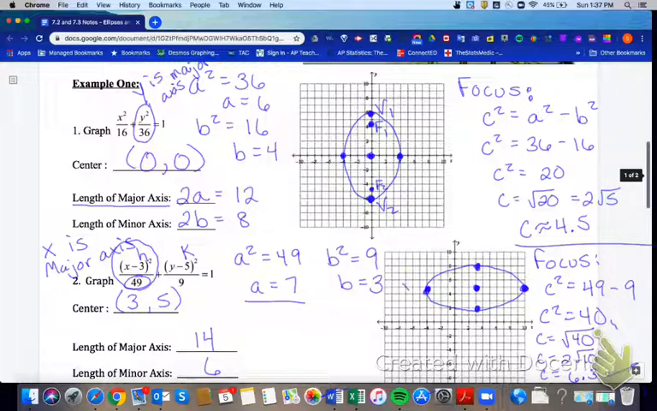You have your vertices, V1 and V2. The focus will be just inside the vertices. So from the center, we're going to go to the left 6.3 and the right 6.3. So focus 1 and focus 2.